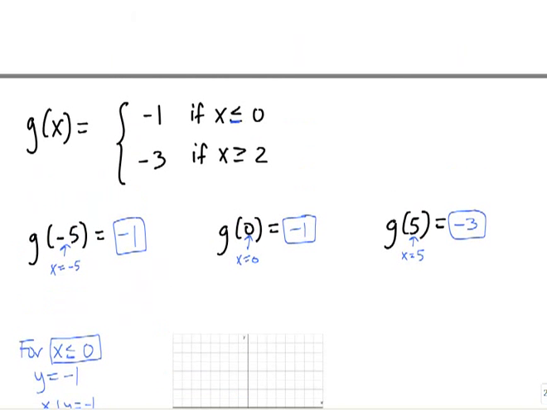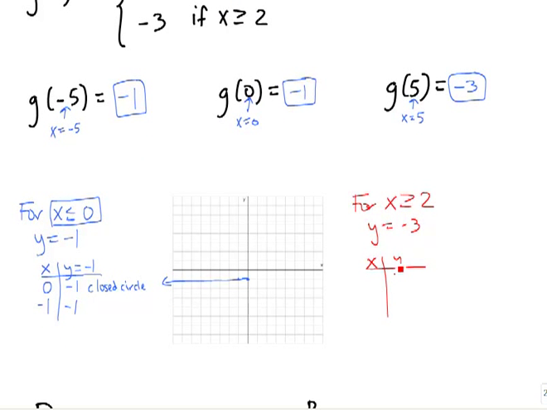So now let's do our bottom rule. So our bottom rule is negative 3 if x is greater than or equal to 2. So when we have x's greater than or equal to 2, we're supposed to use the rule g of x, or y, equals negative 3. So I want to make a little table again.